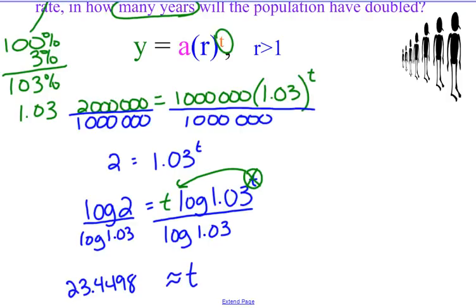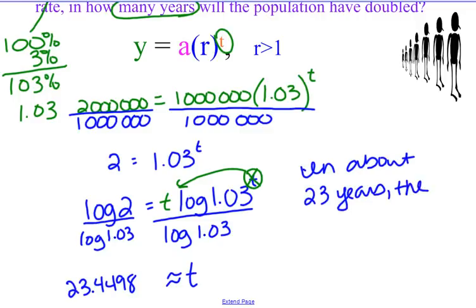So to answer the question, how long will it take this city to double its population? We would say in about 23 years, the population will double.